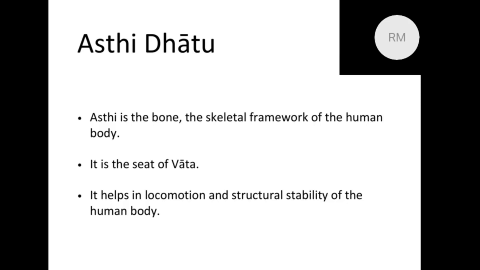So we have Rasa is Kapha, Rakta is Pitta, Mamsa is Kapha, Medas is Kapha, and Asthi is Vata, and then Majja is again Kapha, with a little bit of Pitta, and then Shukra is again Kapha. So we can see that there is more Kapha in the Dhātus, which is perfectly understandable because the Dhātus are physical structures, and that is why there is more dominance of Kapha in the Dhātus.